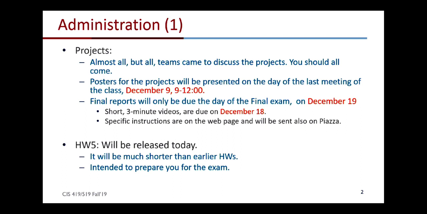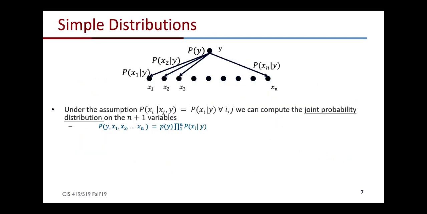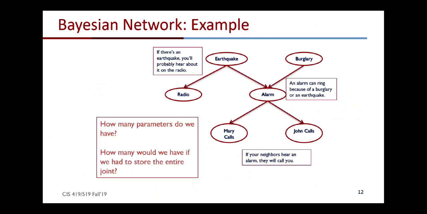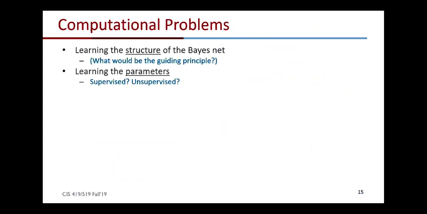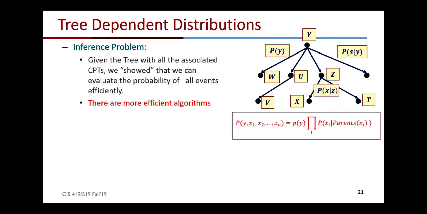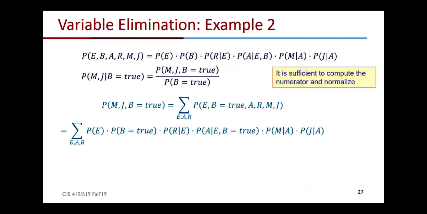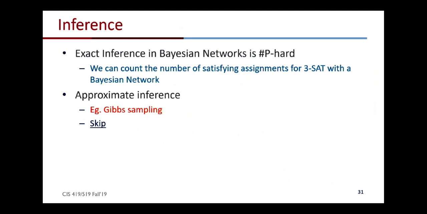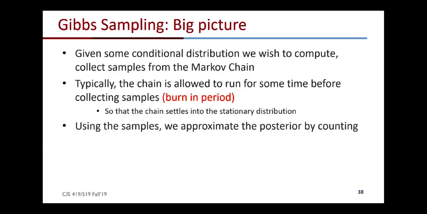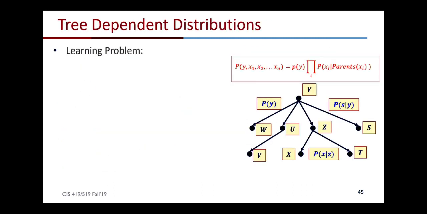Okay, so where are we? We are talking about Bayes nets, specifically learning Bayes nets. We learned about this, we talked a little bit about inference, and we want to get to the learning problem. There's a lot of things here that you can see that I skipped. Learning problem.